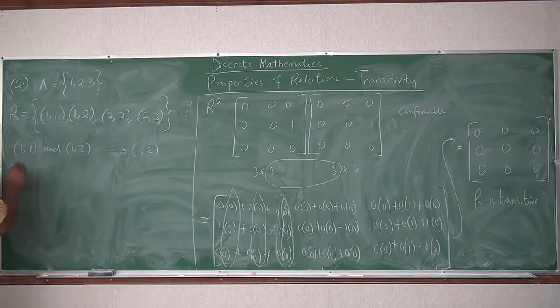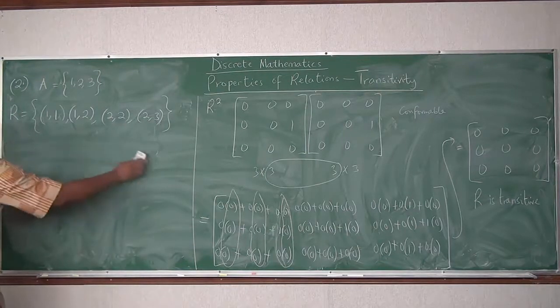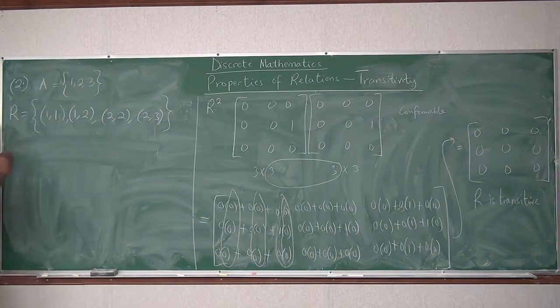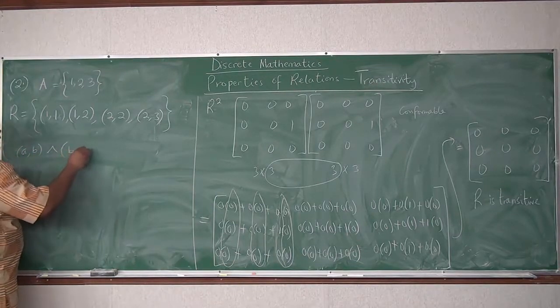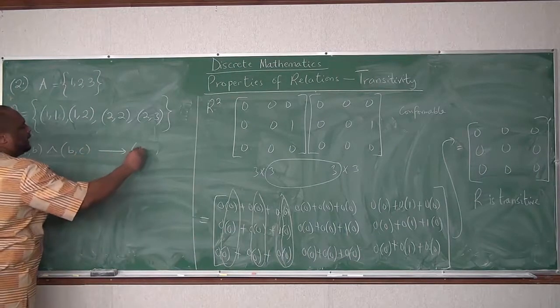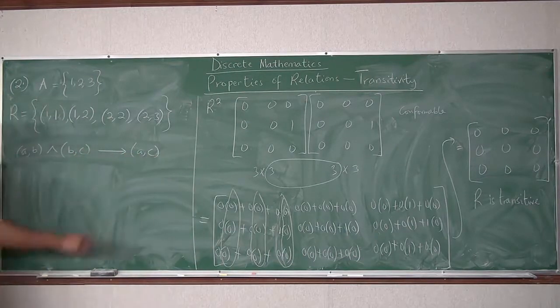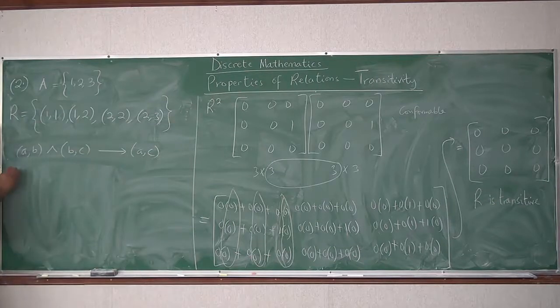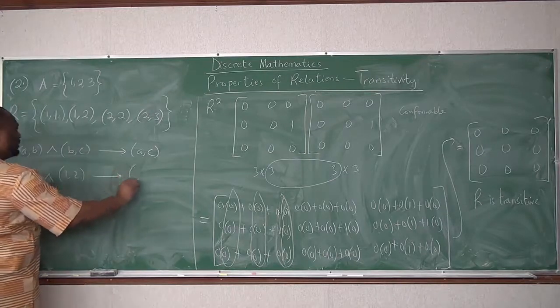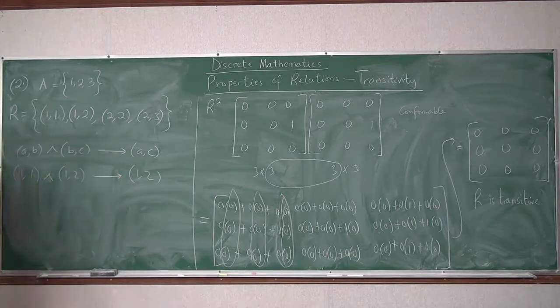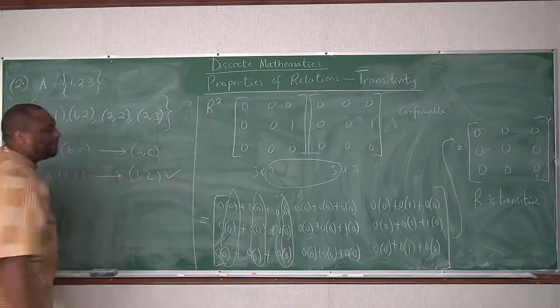Remember, this is, let me write this first. Remember, AB and BC should imply AC. So here we have 1, 1, and we have 1, 2, and this implies 1, 2. Okay? It's there, no problem. I mark it, no problem.